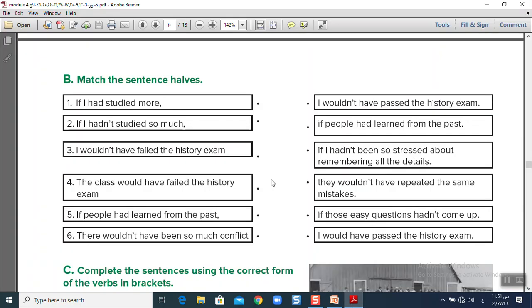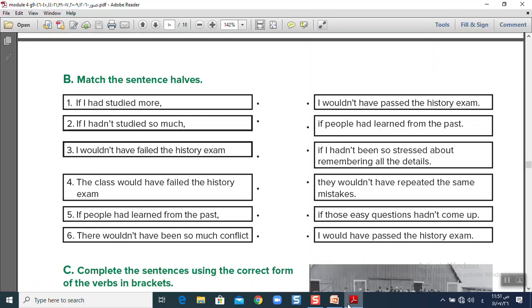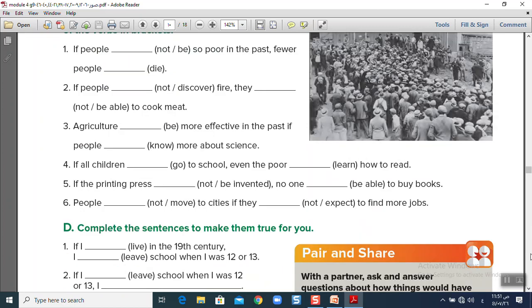The class would have failed the history exam if those easy questions hadn't come up. Good, good. Number 5 and 6 is homework for you. Let's move to the next question.